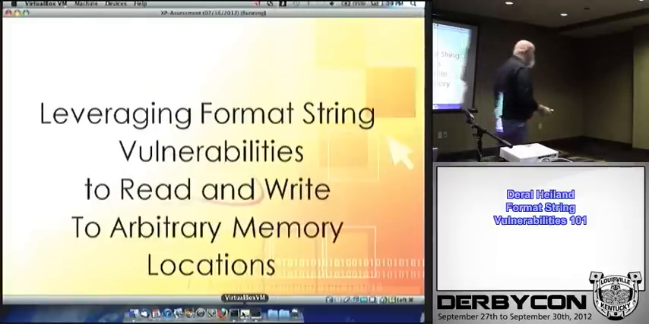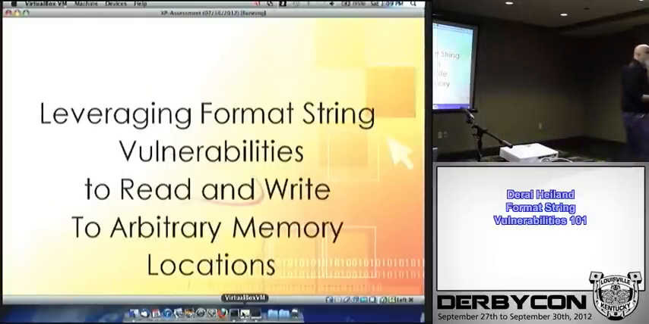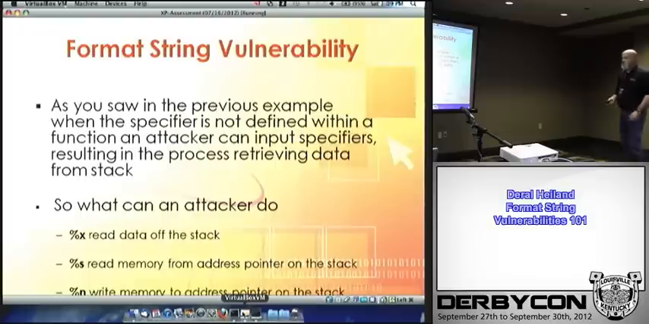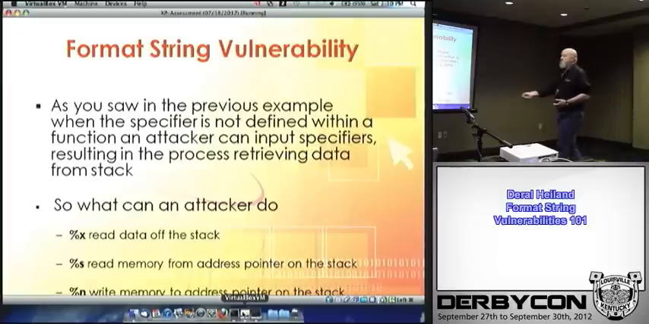So the next thing is leveraging format string vulnerabilities. What can we do with these? Like I said, as you can see, if the format string specifier is not defined in the function, the program will actually enumerate the data off the stack and display it to you. So what can an attacker do? Well, we know we could read off the process stack. With the %s, it takes those numbers that were returned from the stack and takes those as pointers in memory.